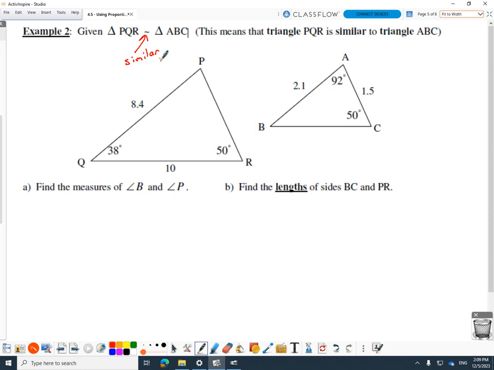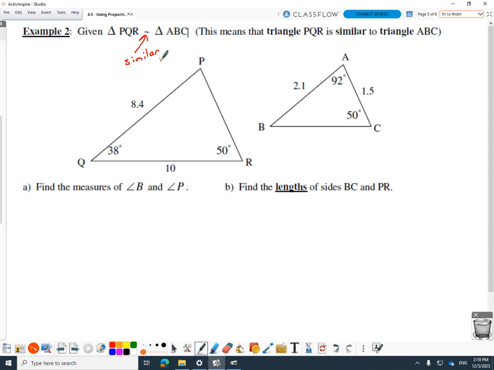Let's just stop for a second and remember what that means. It means the angles are all going to be equal. And it means the sides will be proportional. That's what's going to happen. So there's my two triangles. It says find the measure of angle P and angle B. I said that in the wrong order. I say first get some squiggles on there. That's what I say.